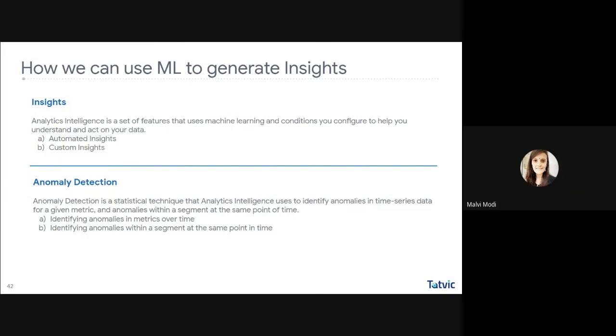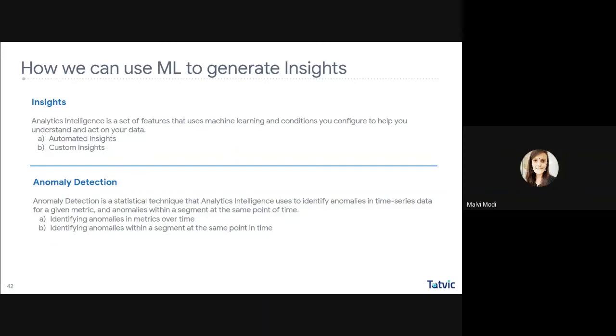Coming to anomaly detection, it is a statistical technique that analytics intelligence uses to identify anomalies in the time series data for a given metric. Here we have anomaly detection on two fronts. One is with the metrics over a period of time, and the other is within a segment at the same point of time. So let's understand the difference between these two.